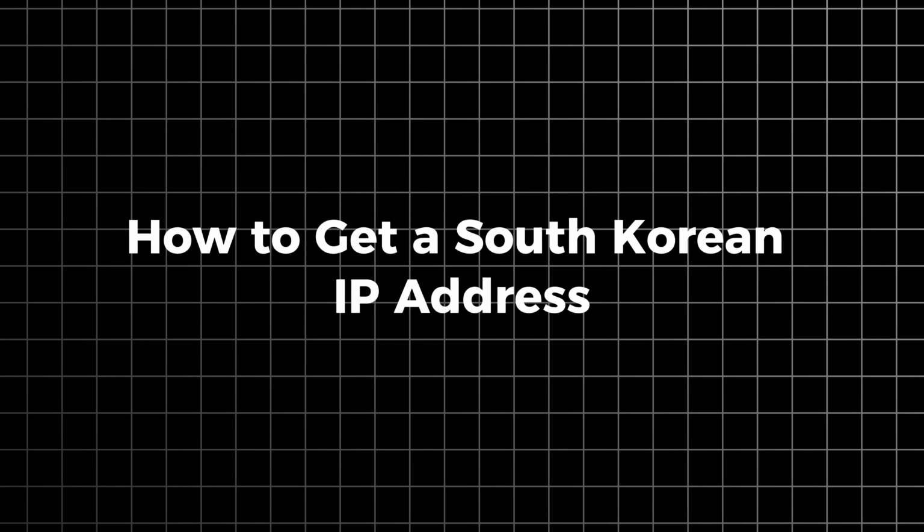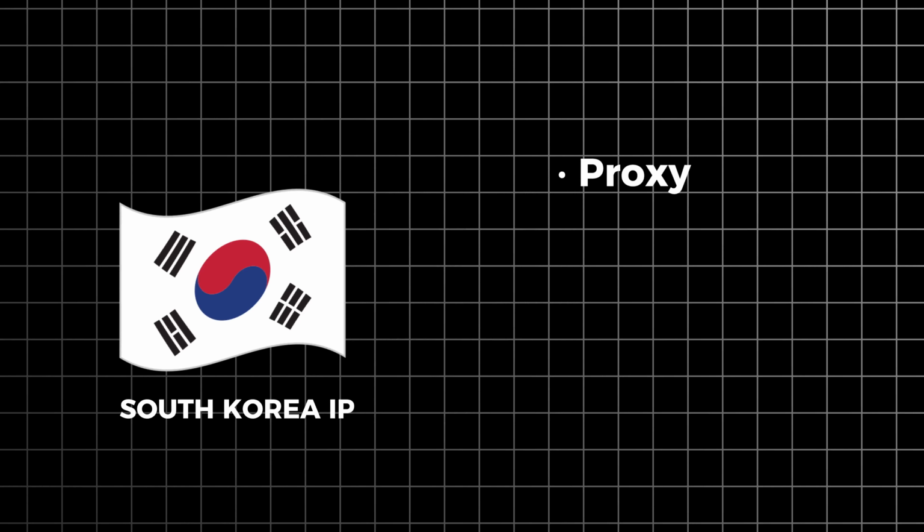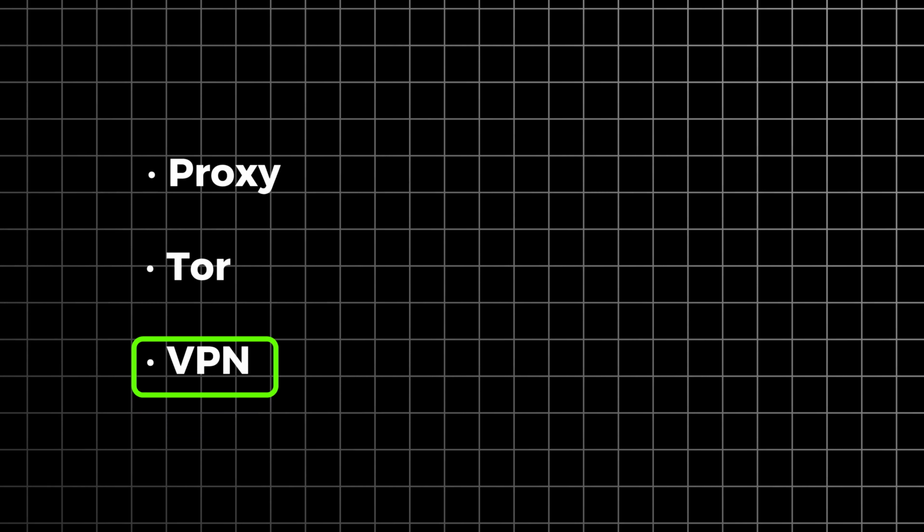So how do you get one? Let's dive in. There are a few ways to get a Korean IP: using a proxy, Tor, or a VPN. But let me save you time. A VPN is the most reliable, secure, and user-friendly option.